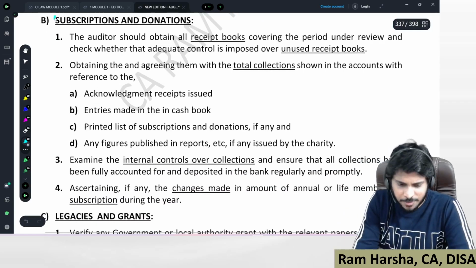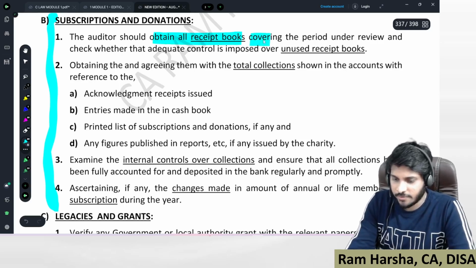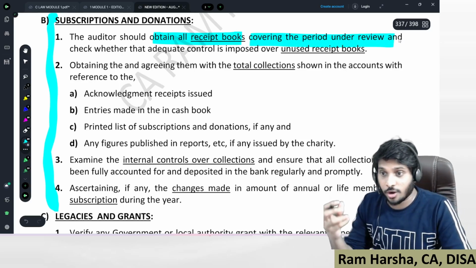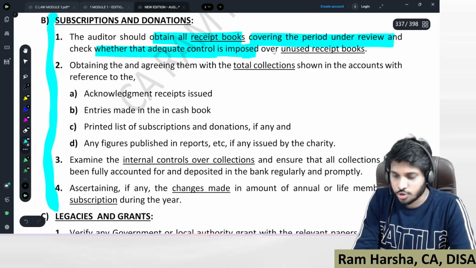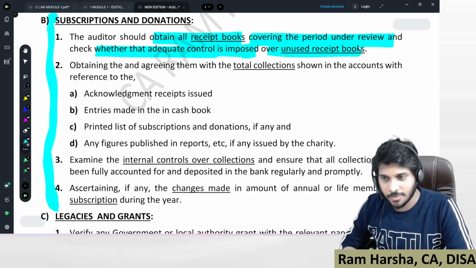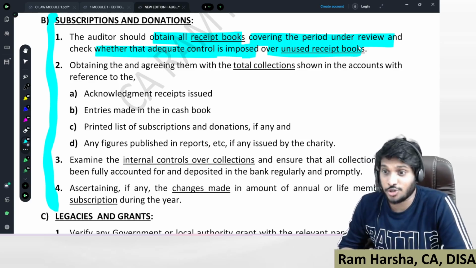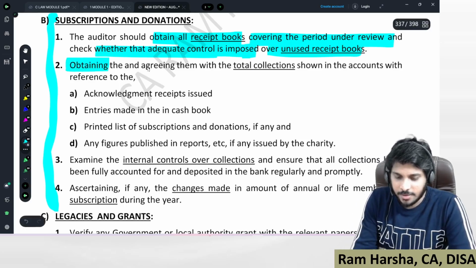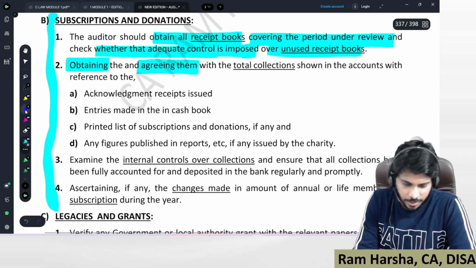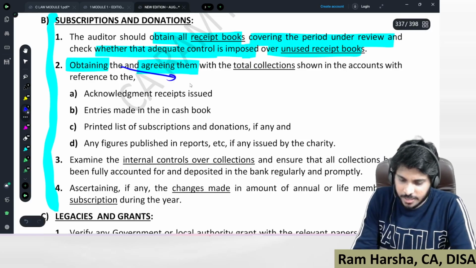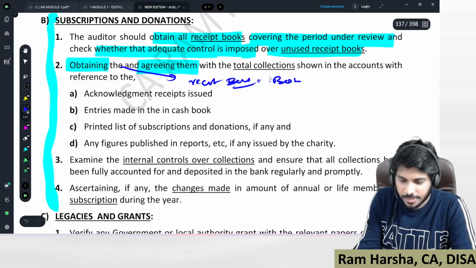And here also subscriptions and donation is the income. Look at the auditor shall obtain receipt book covering the period under review. Means nothing. Suppose you are doing audit of 2021, check 2021 receipts book and whether controls are imposed over unused receipt book. Nowadays completely receipt books are not maintained. No, nowadays no receipt book, nothing, electronic everything. Obtain the receipts, receipts bank statement or receipts book, something like that.